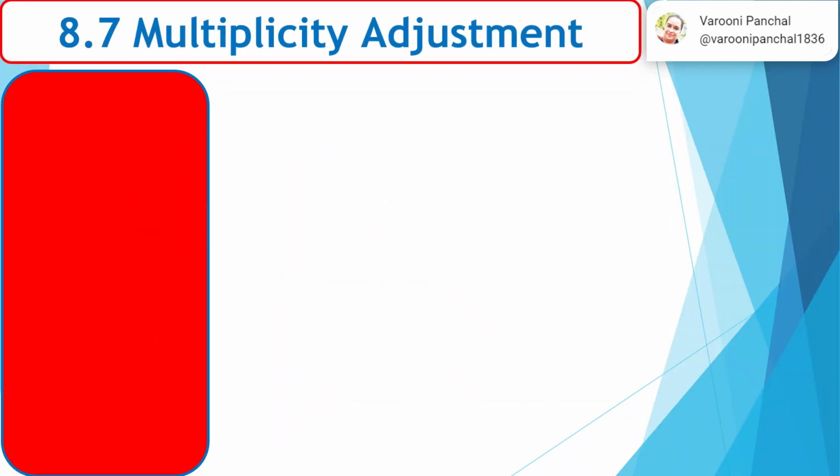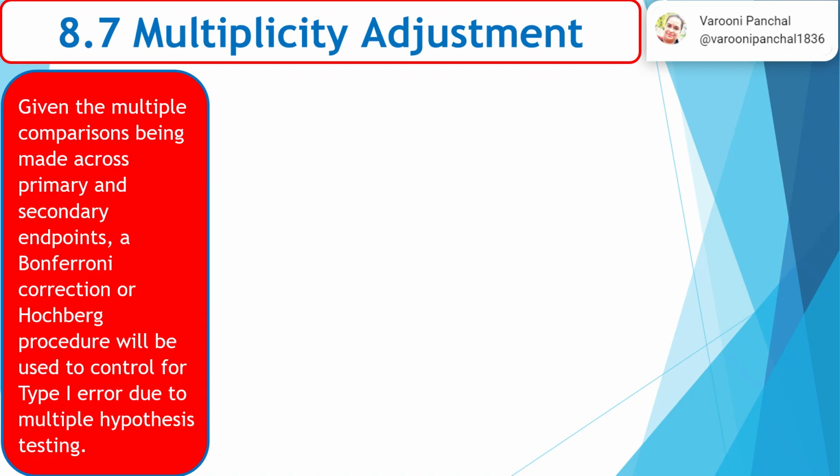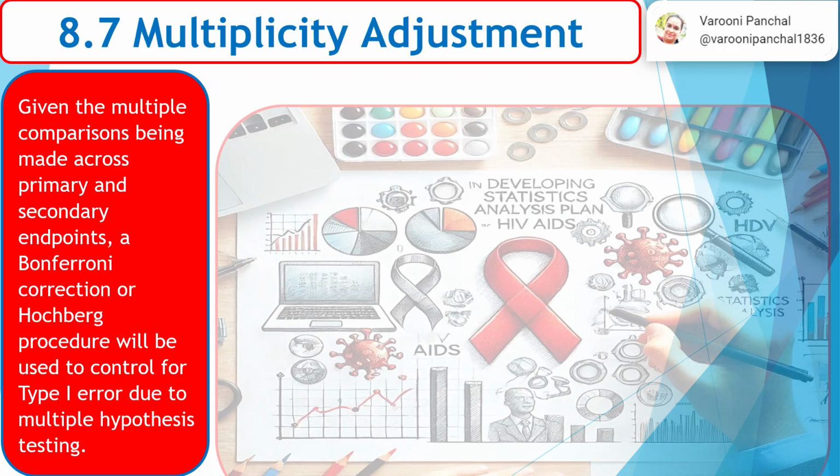Number 8.7. Multiplicity adjustment. Given the multiple comparisons being made across primary and secondary endpoints, a Bonferroni correction or Hochberg procedure will be used to control for type 1 error due to multiple hypothesis testing.